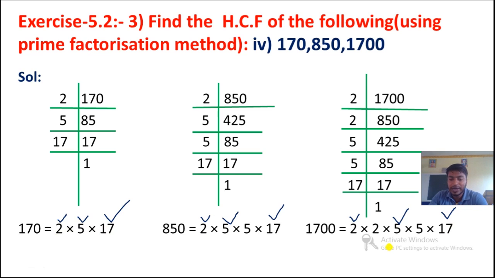So HCF will be 2 into 5 into 17. Clear to you? 2 into 5 into 17. So when we multiply, 5 into 2 is 10, 10 into 17 is 170. This will be the HCF of 170, 850 and 1700. Understood?